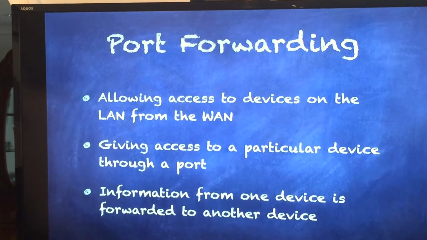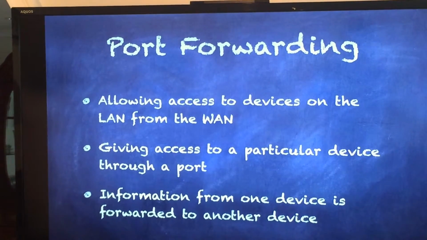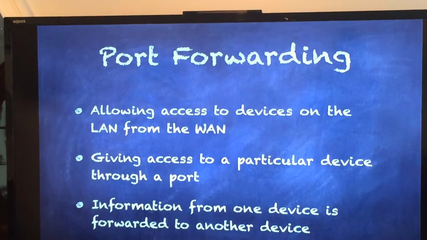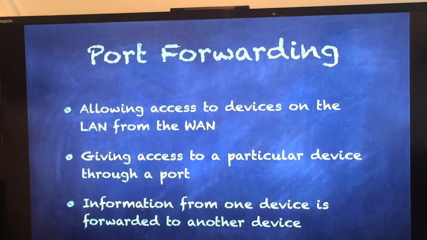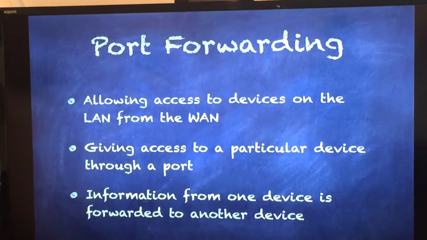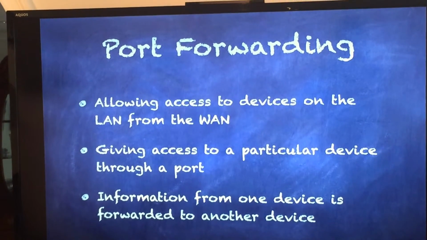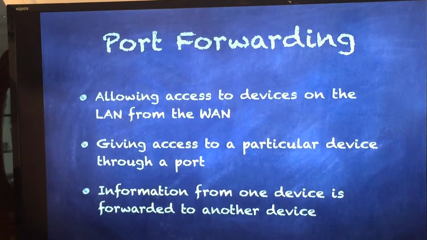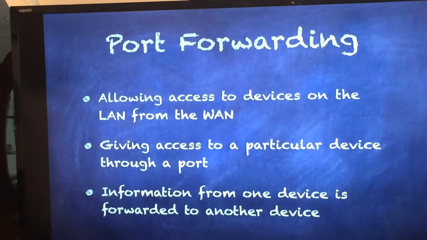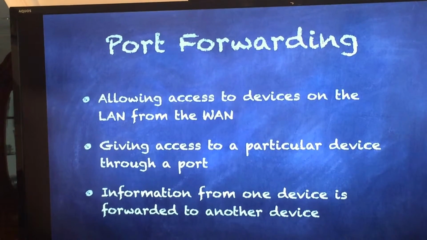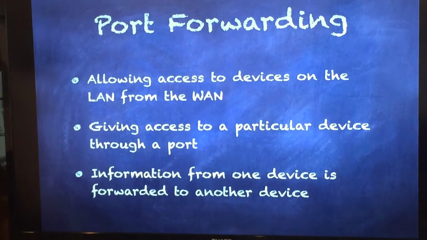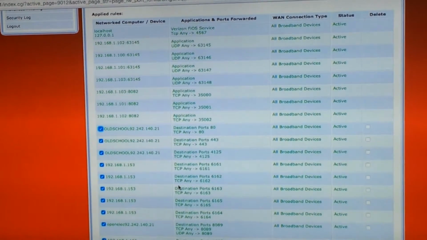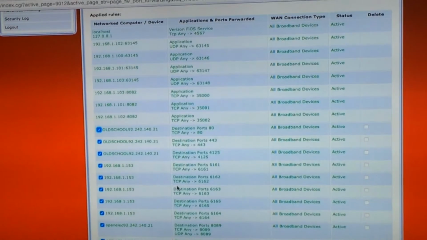A router can do what is called port forwarding, which is allowing access to devices traditionally on the local area network from the wide area network. For example, we can give access to a particular device through a port. Think about a security camera that is on a local area network, but you want to access it from outside of your home network. Essentially, port forwarding allows information from one device to be forwarded to another device. As you can see on this list, a variety of devices have been forwarded using different ports.